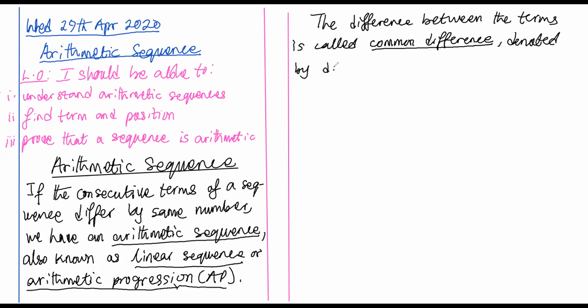We use the small letter d to denote it. Okay. So basically, it is an arithmetic sequence if u(n+1) minus u(n) is always d. All right. Now, what do we mean by u(n)?